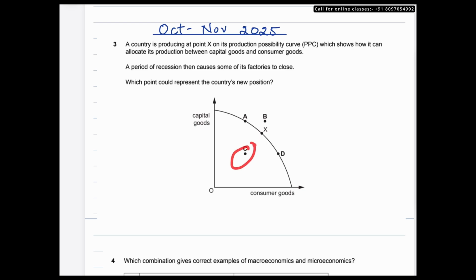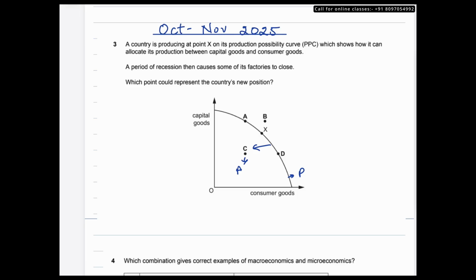So the correct answer is C, and this is because when a recession hits and factories close down, the economy is not at all using all of its resources, correct? It is producing below its potential. This is the potential and this is the actual output the country is producing. So this point is going to be inside the PPC curve, and since out of all the 4 options, option C is the one that is inside the PPC curve, this is the correct answer.